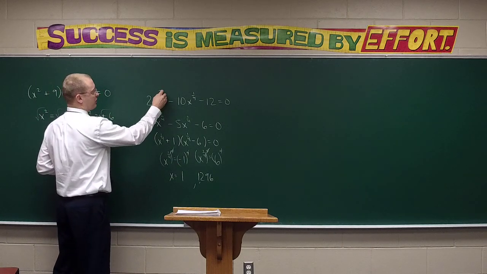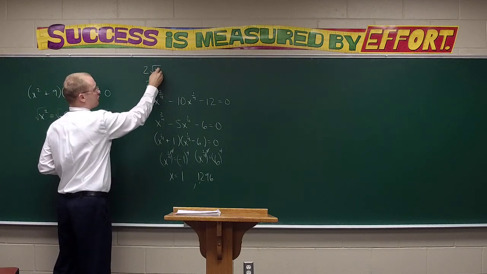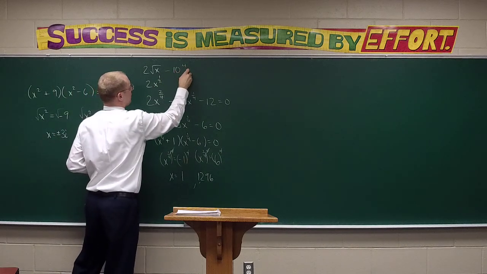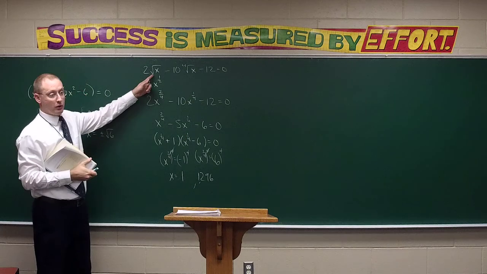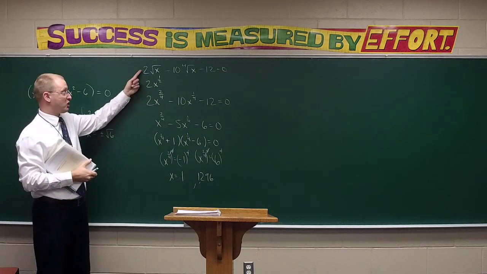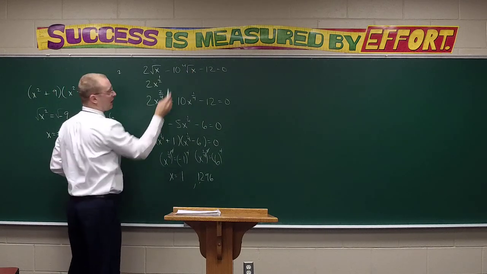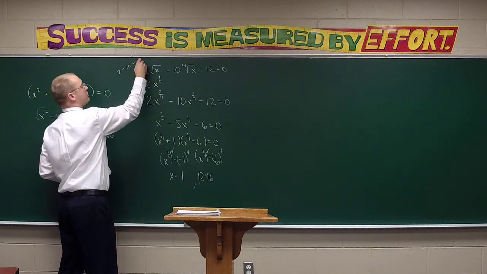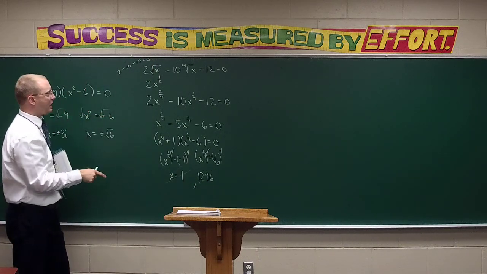Again, going back to what this was: 2x to the 1/2, or 2 times the square root of x, if you will, right? That's what the 1/2 power means. Minus 10 times the 4th root of x minus 12 is equal to 0. And of course, we know the square root of 1 is 1, times 2 is 2. The 4th root of 1 is 1 times negative 10. Negative 12 equals 0. No, and again, I already kind of was suspicious that might not work.